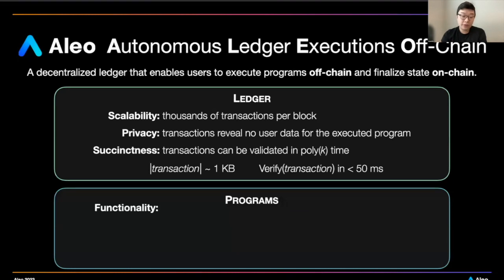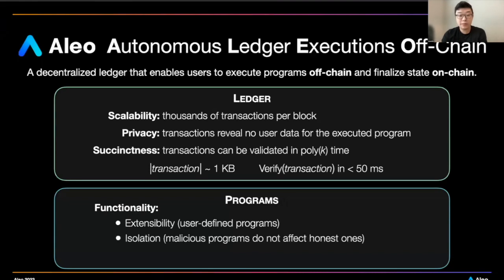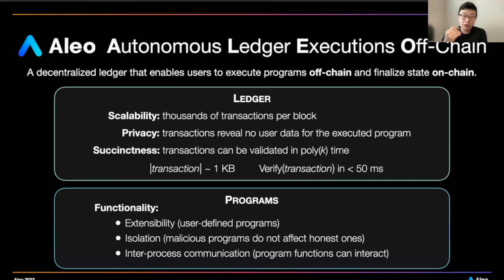And in terms of what we've defined as the developer environment for programs, we've offered extensibility, meaning user-defined programs that are isolated. So they're sandboxed so that you can't have malicious programs affecting honest ones. And also allowing IPC, inter-process communication, so that functions should be able to call other functions from other programs on this network. And so we've been very deliberate in providing what we expect as the typical runtime environment that a developer would want when they're building applications.